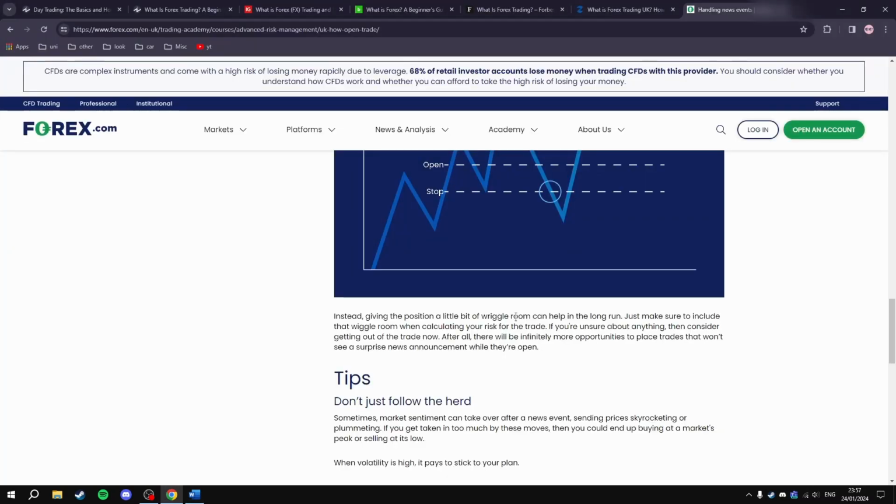If you're unsure about anything, then consider getting out of the trade now. After all, there will be infinite more opportunities to place trades that won't see a surprise news announcement whilst they're open.